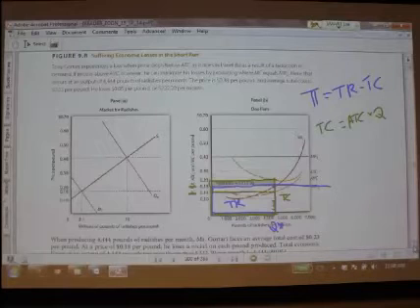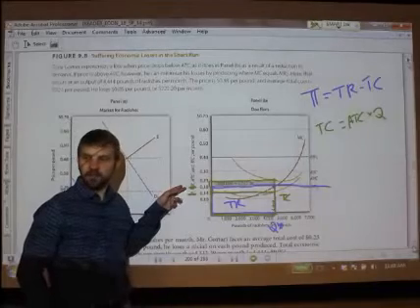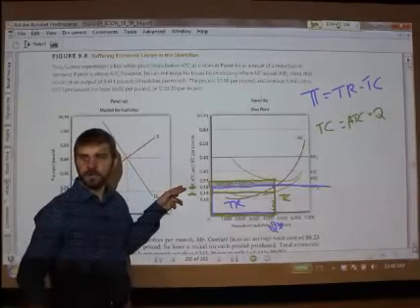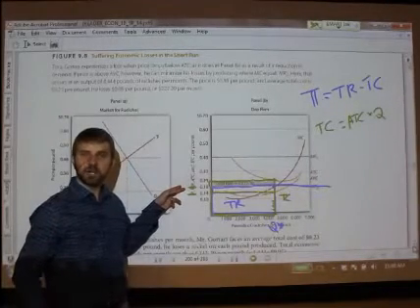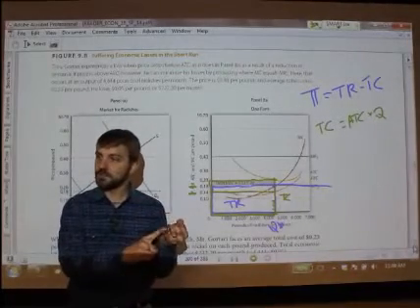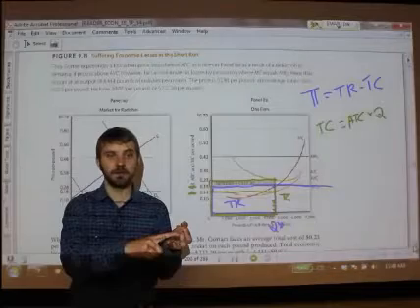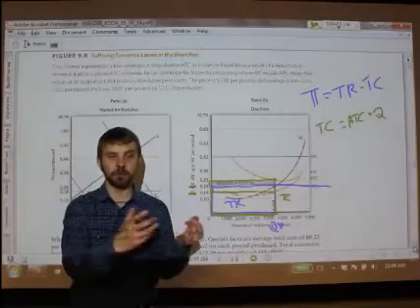And so what that means is, when the price is 18 cents, you're not making a profit. You're not covering all your costs. But at least you're covering your variable costs. That means you're paying your workers, you're paying for your inputs, and everything that you need to produce the product.